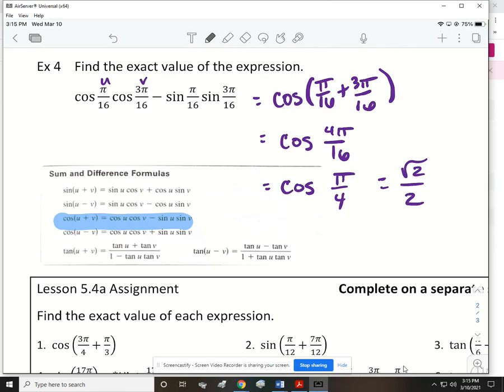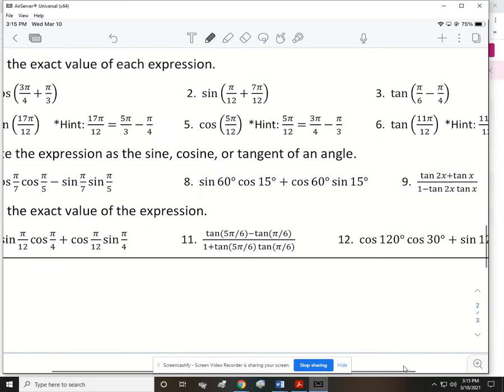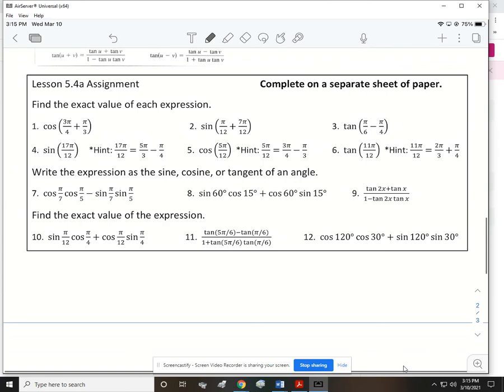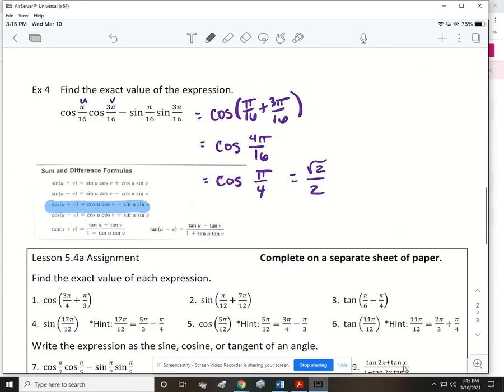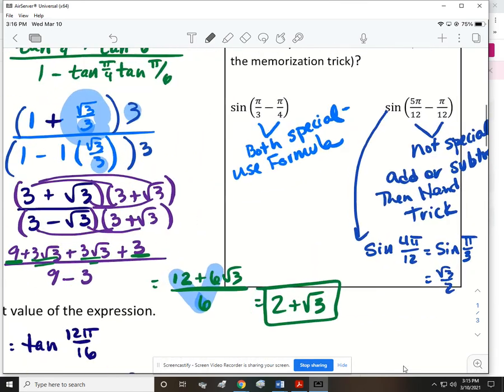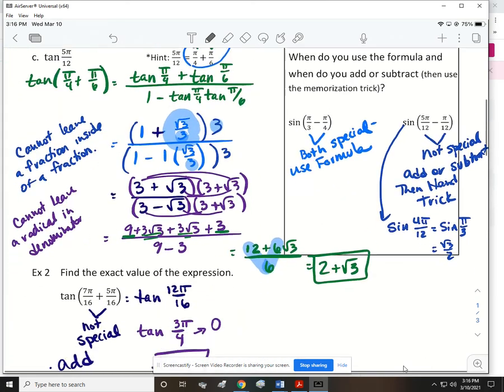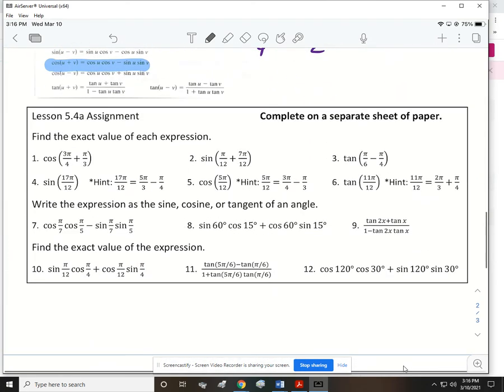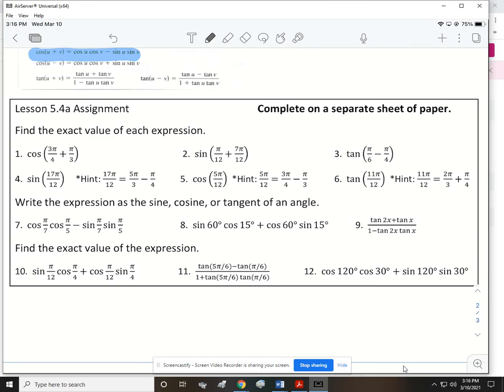All right, so your assignment is to do these. Now, pay attention. Don't forget what we talked about in this little box right here. Don't get tricked by these problems. So if you're told to find the sine of 2 angles added or subtracted from each other, if they're special, use the formula. If they're not special, go ahead and add it and then use the hand trick.